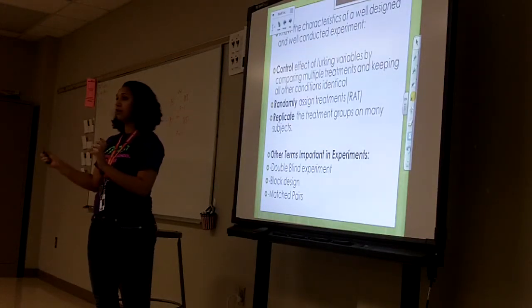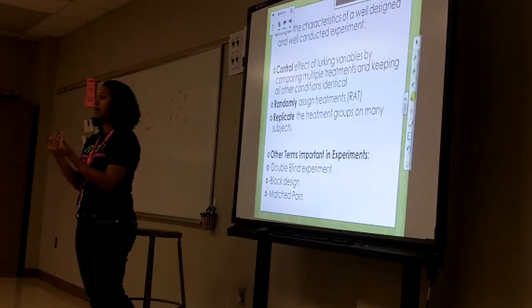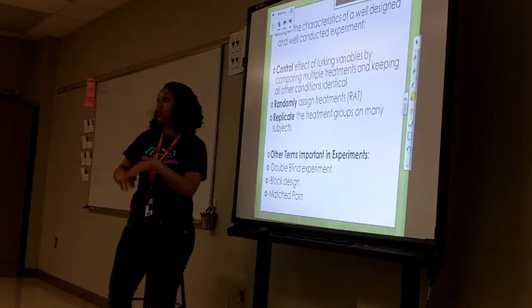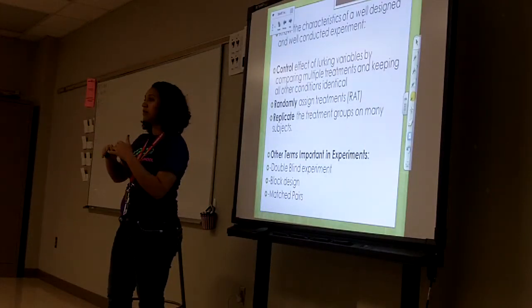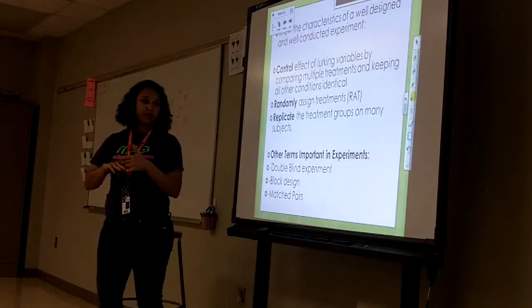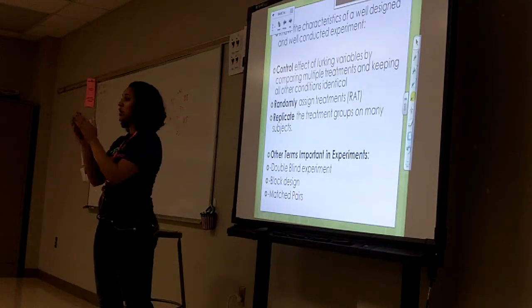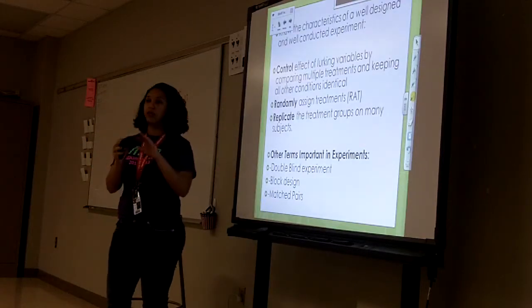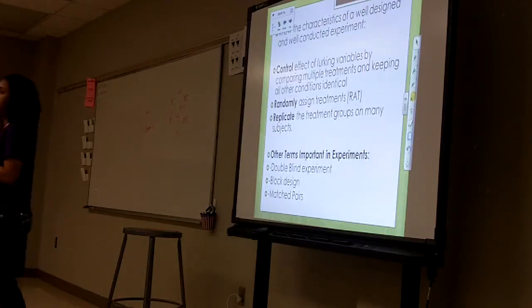I'm blocking, but it's not how I pick the people, it's the people I already have in my sample, and now I'm blocking it. So you can have a stratified and then block design, because I could separate by grade 9, 10, 11, 12, and then separate males and females within each grade. Sweet.